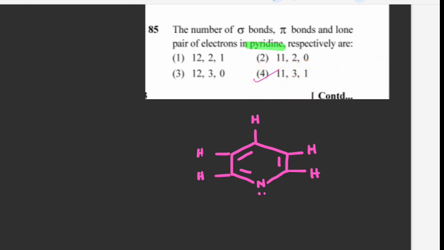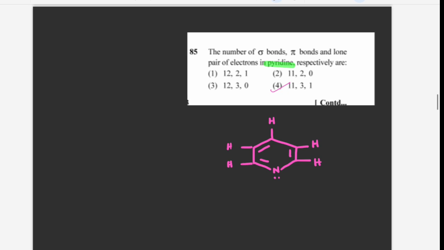So just check from behind. Lone pair of electron, pi bonds. Here itself you will get the answer. So later on if you want to cross check, then you can continue counting the number of sigma bonds as well. So count the number of sigma bonds, it will be equal to 11.